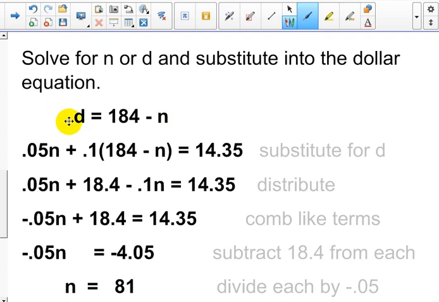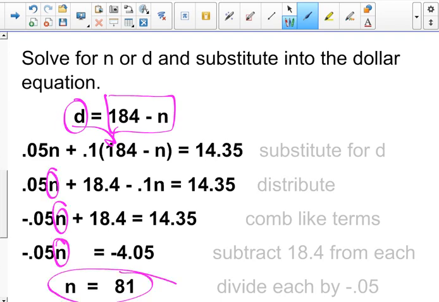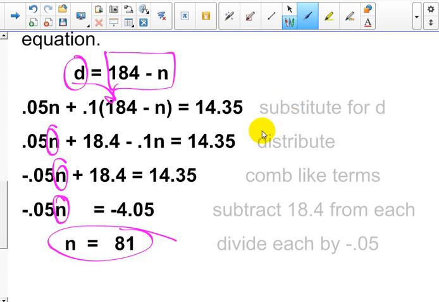So you're going to solve for N or D. So I solve for D. The dime is equal to 184 minus N. That means that in the next equation where we see D, we're going to replace it with 184 minus N. So there it goes in our dime position. And then you just solve for N, right? So you take it all the way down till you get the number of nickels is equal to 81.